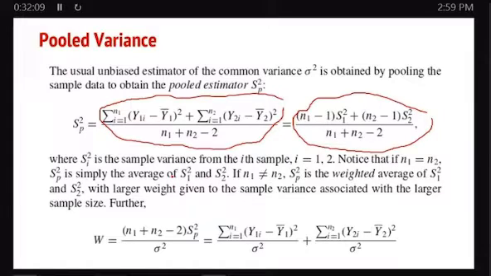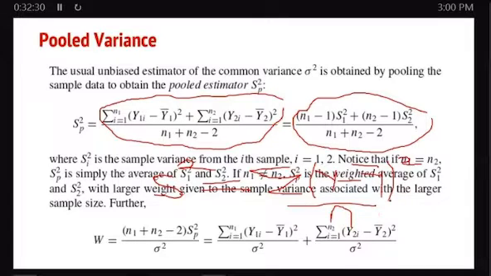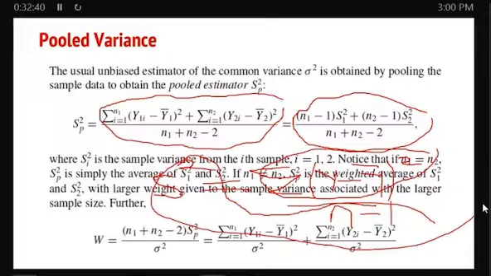And you know what? Take a look at this: the unbiased sample variance is the summation of y minus y bar squared divided by n minus 1. Then I can say the summation of y minus y bar squared is the same as n minus 1 times s squared. Isn't it? That was what led to the other one.